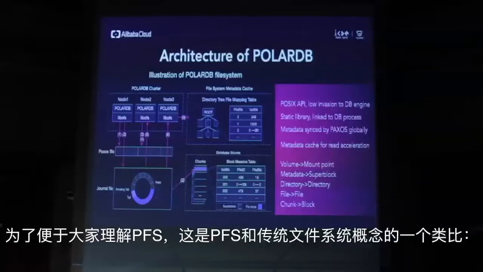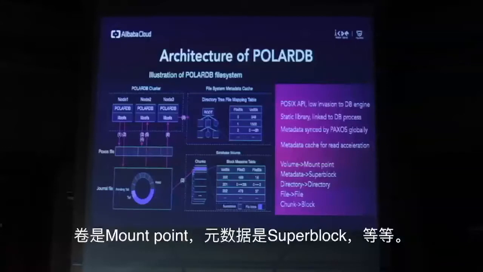For understanding PFS, we'll give the analogy of PFS and the file system terms. Volume is like the mount point, and metadata is like the superblock, etc.